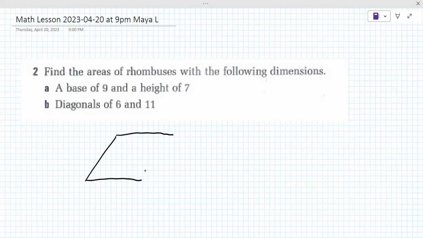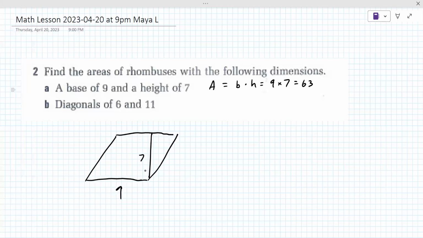A rhombus is like a square that's pushed over. So the base is 9, the height is 7. Couldn't be a more basic question here. The area is always base times height, which is 9 times 7, 63. Okay, that's pretty straightforward.